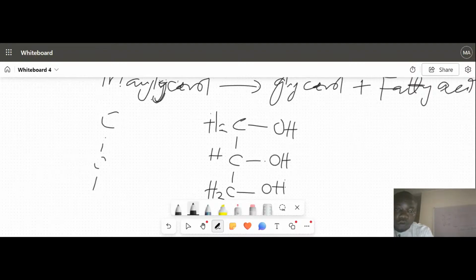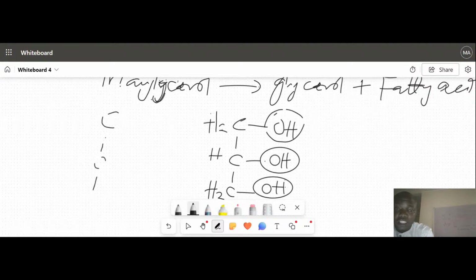So what I wanted us to understand is that glycerol has three OH groups. This is the first, the second, and this is the third OH group. So this is what you call glycerol. It is a three carbon compound, and it has three OH groups, indicating that it has three esterification points.